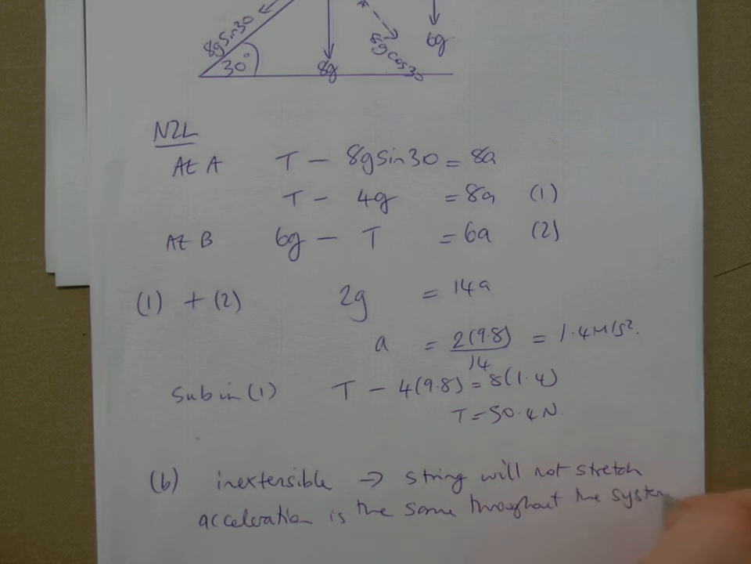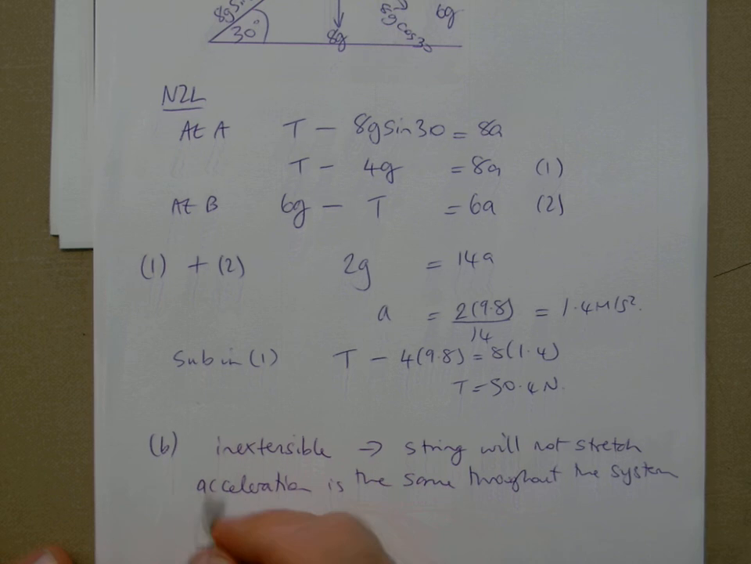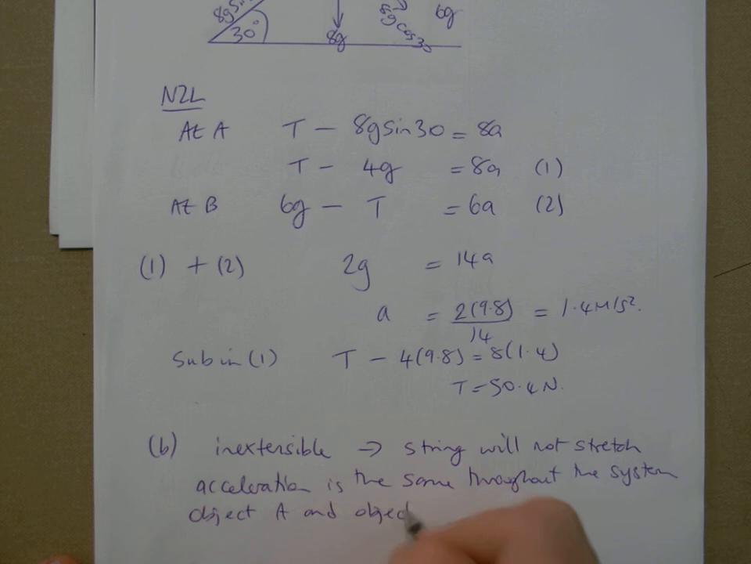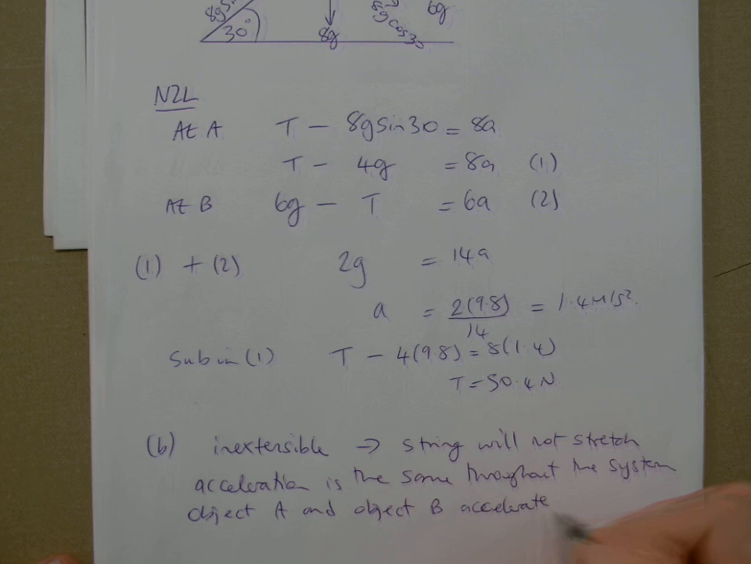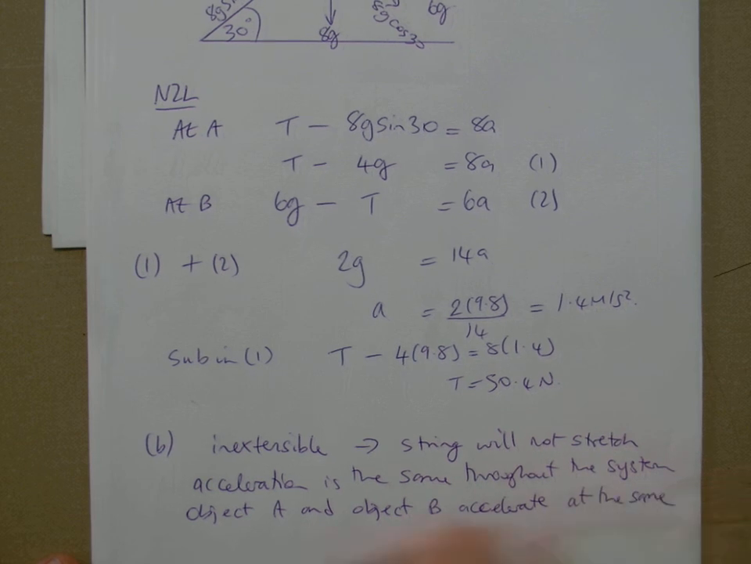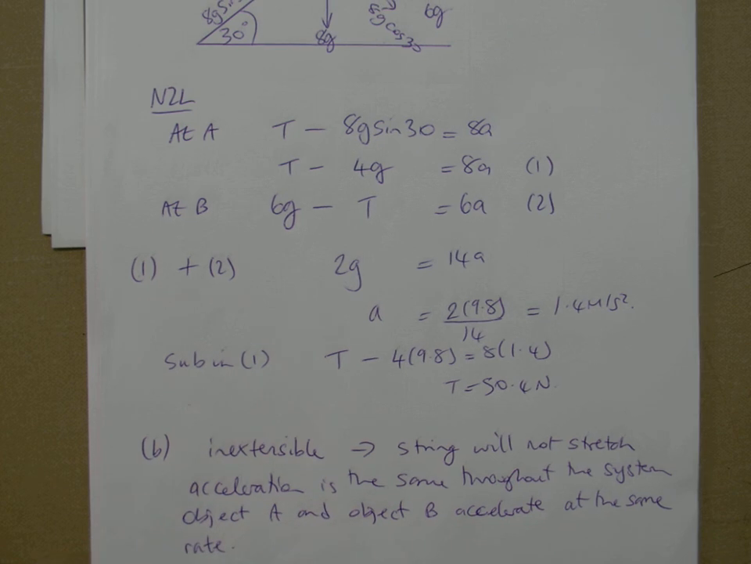So that's our assumption, that object A and object B accelerate at the same rate, because they're connected by an inextensible string that is taut, so the movement is consistent acceleration throughout.